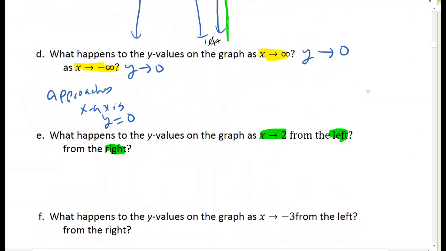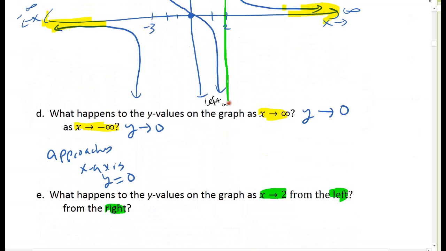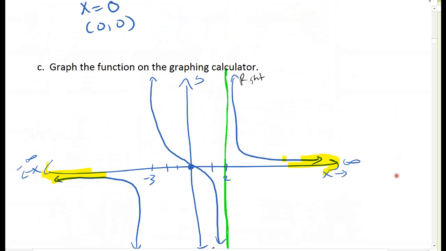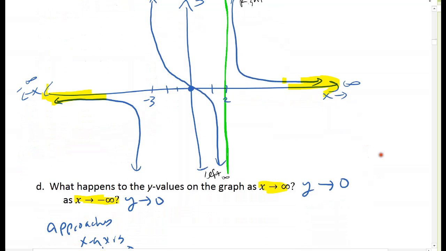On the left side of my break, it's shooting off to negative infinity. So as x approaches 2 from the left, my y values are getting infinitely small. On the right side, as x approaches 2 from the right, my y values are shooting off to positive infinity. It's getting bigger and bigger. It gets closer and closer to 2, never gets to 2, but as it's getting closer and closer to 2, my function is shooting off to infinity on the right side, and to negative infinity on the left side.